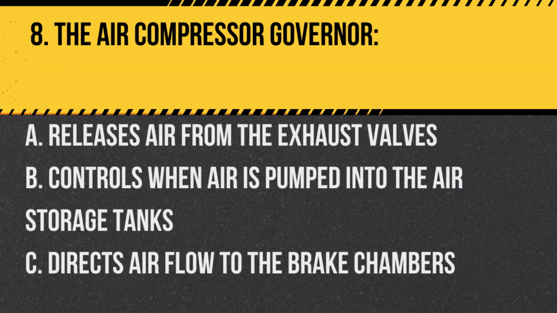Question 8. The air compressor governor. A. Releases air from the exhaust valves. B. Controls when air is pumped into the air storage tanks. C. Directs airflow to the brake chambers. Answer: B. Controls when air is pumped into the air storage tanks. It maintains pressure within a set range.